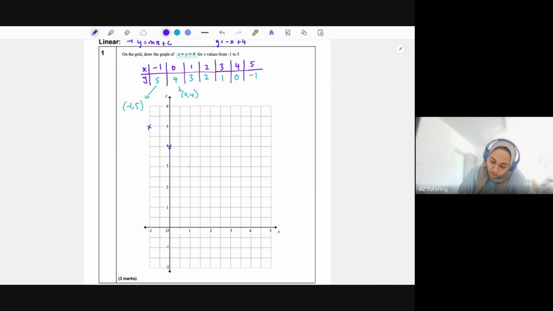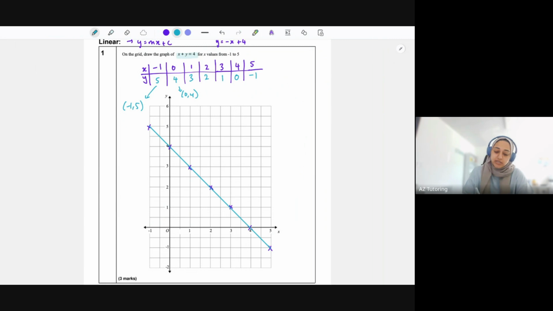1, 3, which is here. 2, 2, which is here. 3, 1, right there. 4, 0 over here, and 5, -1. So using a ruler, you would join them up because it's a straight line. Let's see if I can do that on here. Like so. Just like that, make sure it's a ruler, bang on straight line.